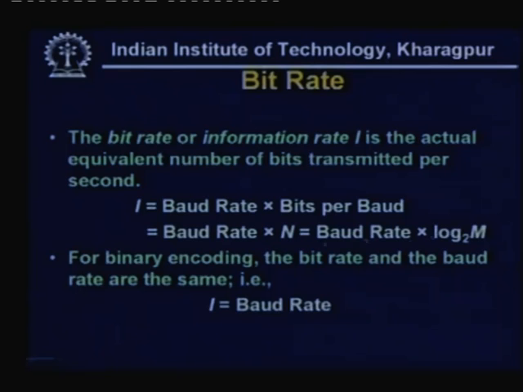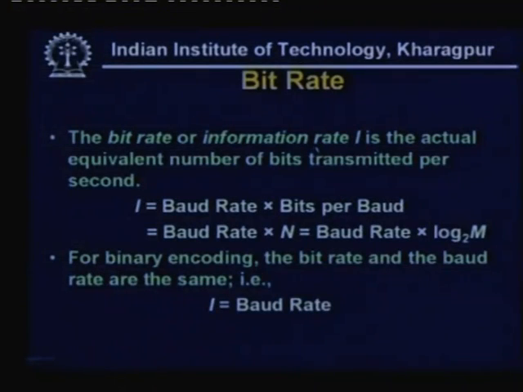So we find that for binary encoding the bit rate and the baud rate are same, because here the value of m is equal to 2. So log 2 m is essentially 1. So that means the information rate or bit rate is same as the baud rate in case of digital and binary encoding. But for maximal use of the channel, we can use multi-level encoding. That will allow us to send more information through a communication medium.